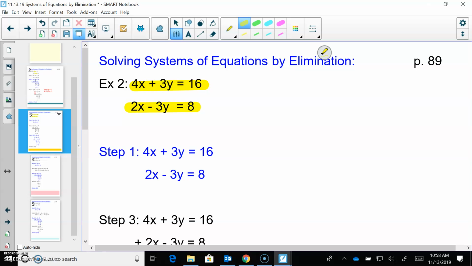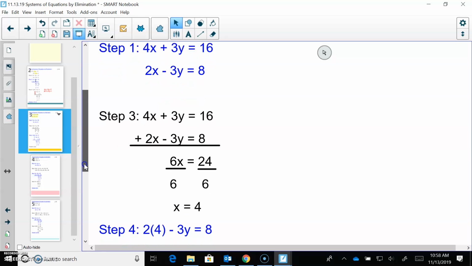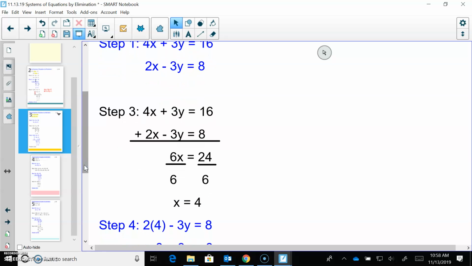So step 1 is to make sure that my x's, my y's, and the numbers after the equal sign are lined up, which they already are. Okay? Because I already have a positive 3y and a negative 3y, I can skip step 2 and go straight into step 3. Step 3 is just having them lined up and adding everything together, your like terms.